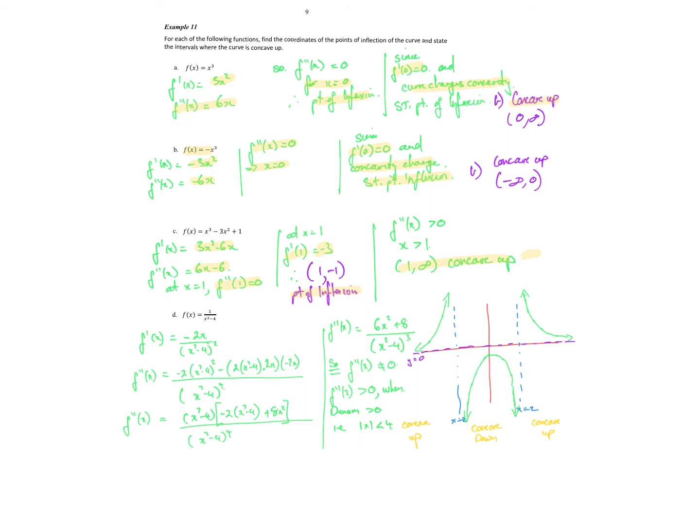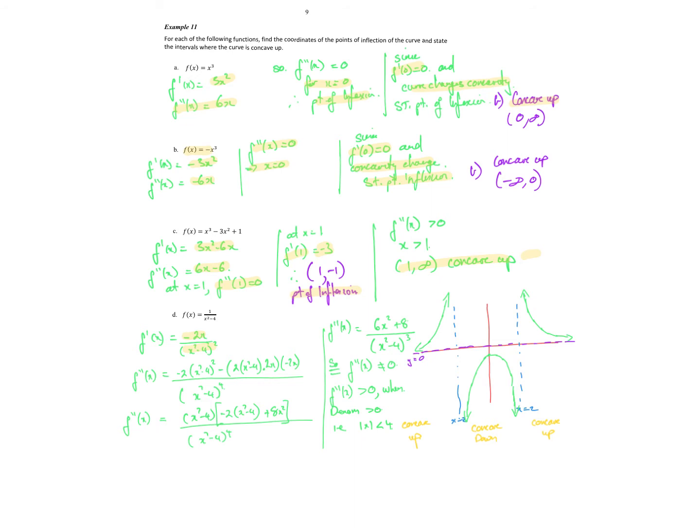Okay, so what have we got here? The math's probably a little bit messier. f of x equals 1 on x squared, so quotient rule. Okay, derivative of the bottom is 2x, so derivative of the top is 0 minus derivative of the bottom. So there's my negative 2x over.